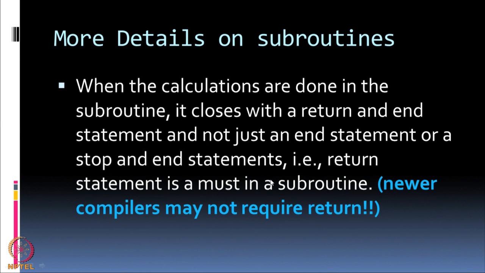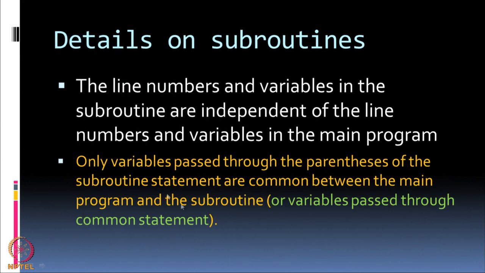Now, I will look at some detail now. Okay. Some more details. So, one of the question is, in the main program you have several line numbers and several variables. For example, line number 10 will be in the main program, variable A, B, C, D will be in the main program, but in the subroutine these variables can in principle be very, very different. You can have the same variables in the main program as well as subprogram, but unless they are passed through the parenthesis, they will have a different meaning.